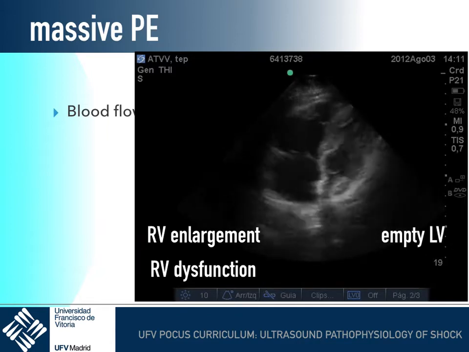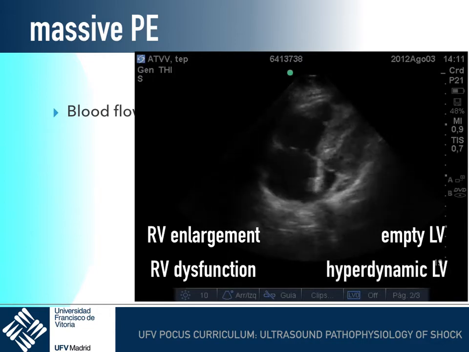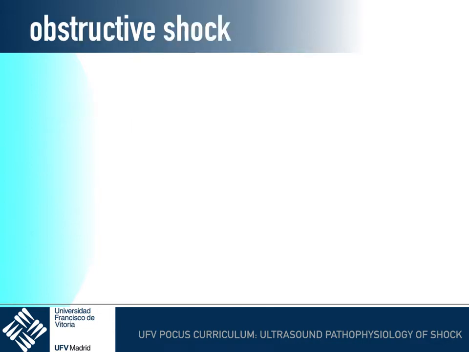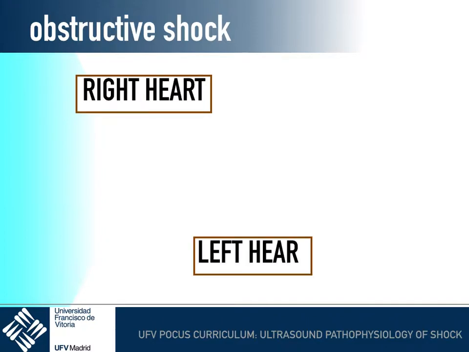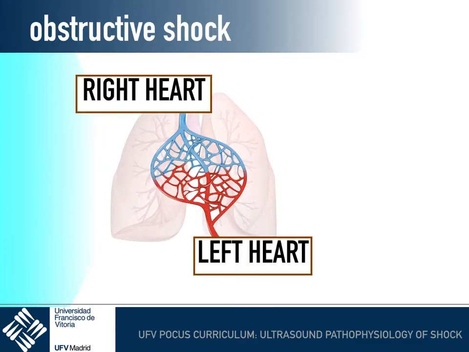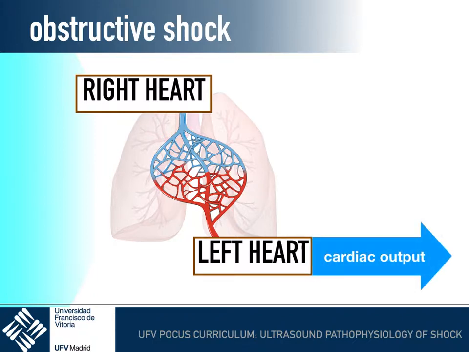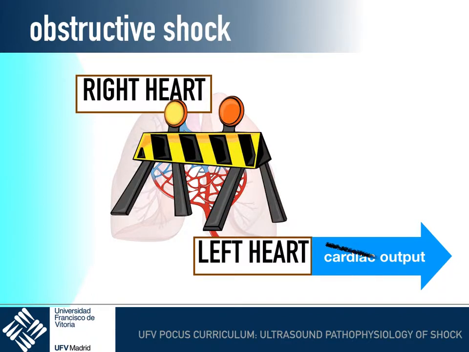So we observe an empty and hyperdynamic left ventricle, because the right heart and the left heart are connected through the pulmonary circuit. Each beat of the left heart is the cardiac output. So if we have a block in the middle, there's no cardiac output. That's why you see the left heart empty, and the hyperdynamic status is trying to compensate for the lack of blood coming from the right heart.